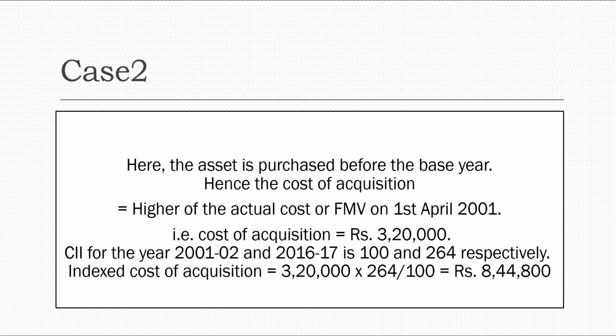Yes, so two things are involved here, because you purchased the property in 95-96. So you take the value as of 1st April 2001. What is the fair market value? We have taken that and applied it as a base of 100, and the index when he sold was 264. So all the properties prior to 2001 are to be... Absolutely, you have to take the fair market value and 2001 will become your base year.